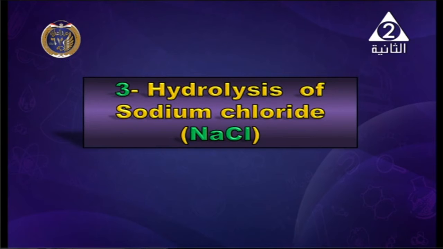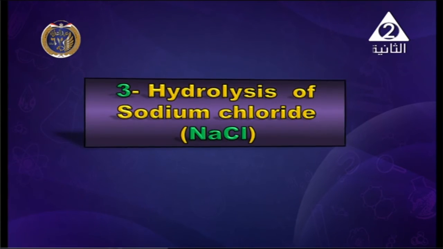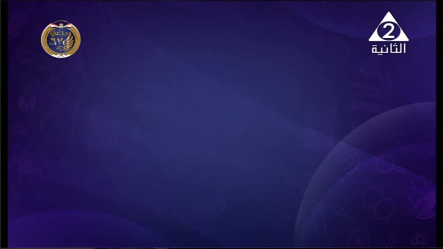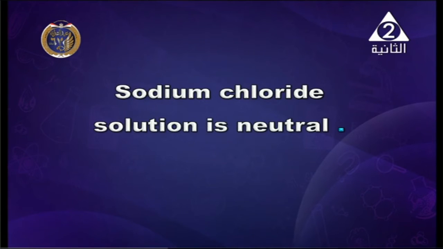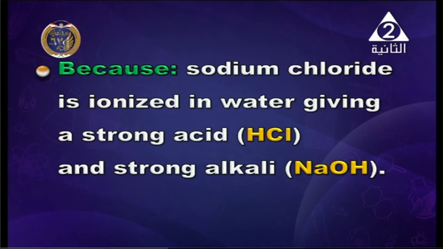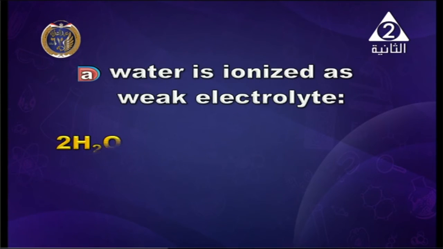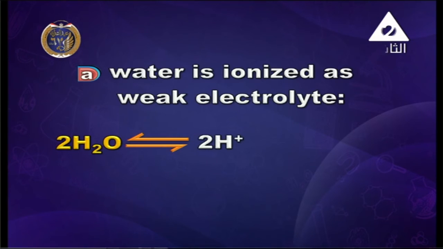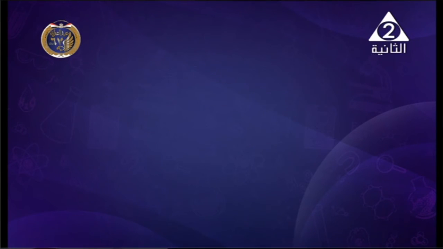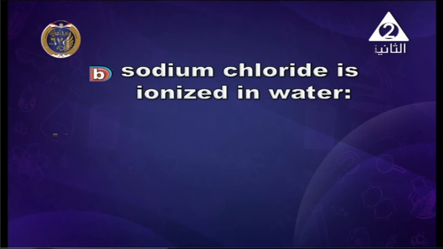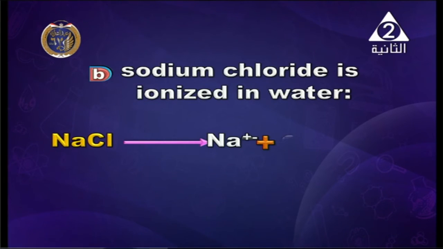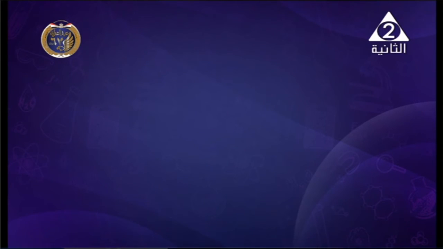Next example, hydrolysis of sodium chloride solution, and we have to give the reason for this point. Sodium chloride solution is neutral because sodium chloride is ionized in water, giving strong acid hydrochloric acid and strong alkali sodium hydroxide. So, my dear student, water is ionized as a weak electrolyte into hydrogen ion and hydroxide ion, and here sodium chloride is ionized as sodium ion and chloride ion.